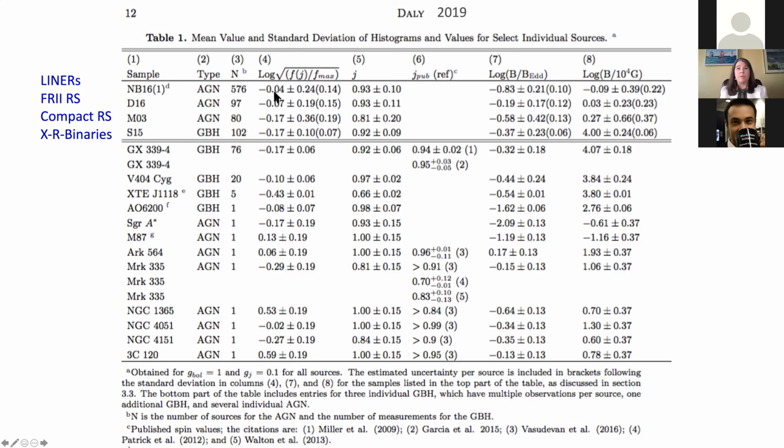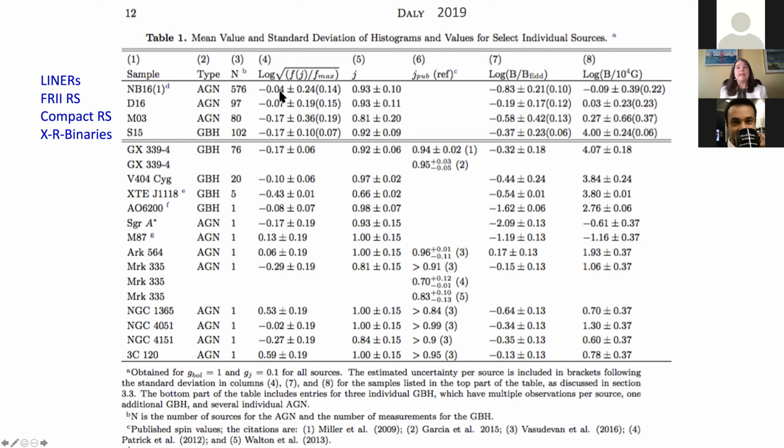The first number here, this minus 0.04, is the mean value of all the sources, 576 sources. This is the dispersion of that sample, and the uncertainty per source is indicated by the number in brackets. So it's around 0.14 per source in the Best and Nisbet sample, and it varies a little bit from sample to sample. We see that for the Best and Nisbet LINERs and the 97 FR2 sources, they come in with very similar spin values, indicating a mean value close to a spin of 1.